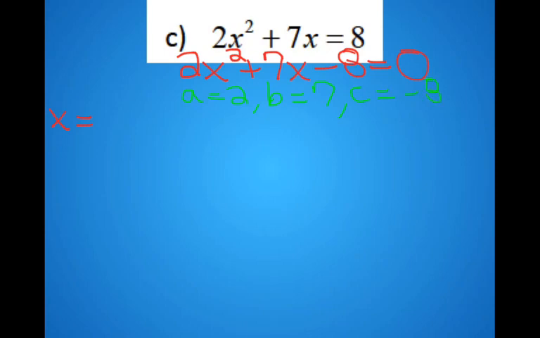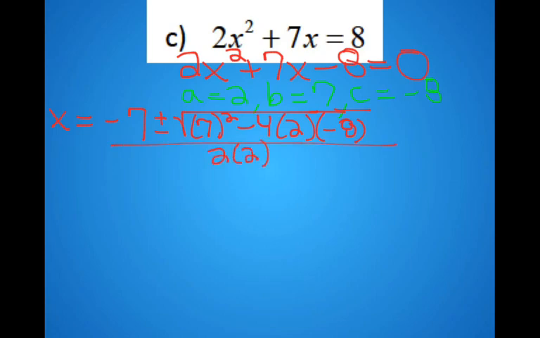So we have the opposite of b, so negative 7 plus and minus the square root of 7 squared minus 4ac, which is negative 8. All of that is being divided by 2 times 2. So we have x equals negative 7 plus and minus 49, and then a negative and a negative is a positive, and we have 4 times 2 times 8, so that should be 64, and all of that is being divided by 4.